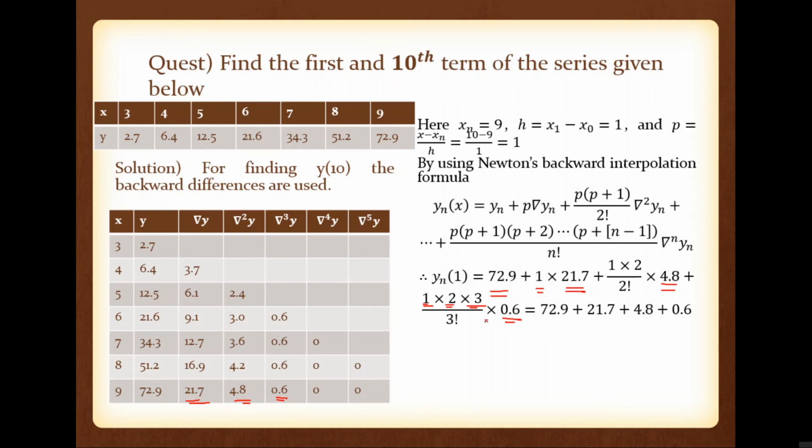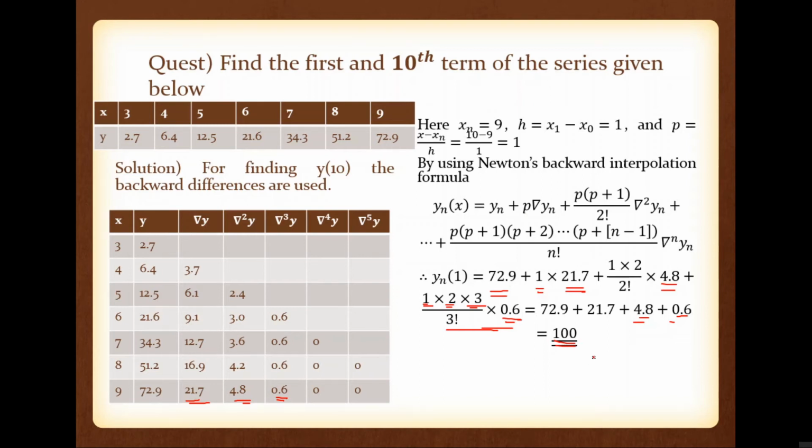I told you there is no need to continue this one. If you are substituting the values, you have 72.9 plus 21.7, then these terms are cancelled. So this is 4.8. Plus the last term is 0.6. And this one is 0.6. So we have 10. Sorry, 100. I am very sorry. We have 100.